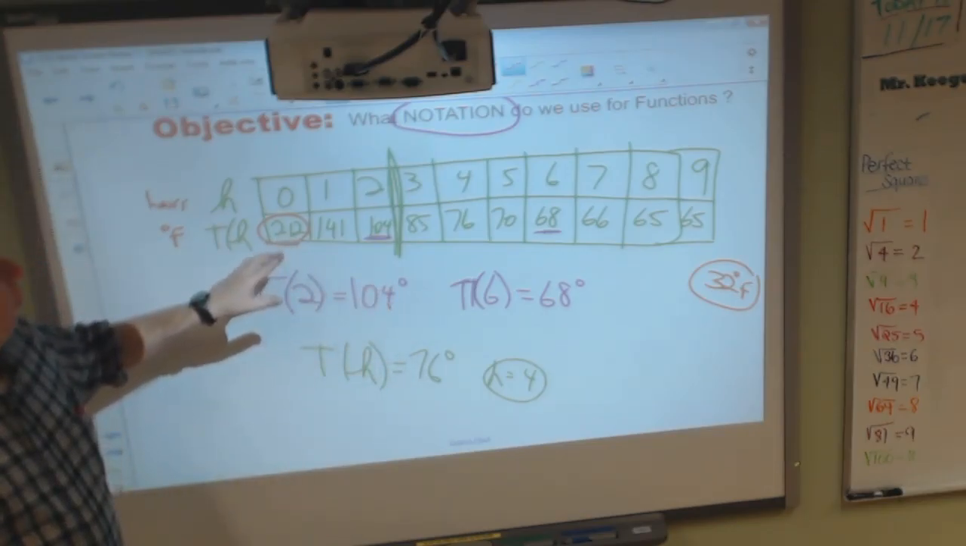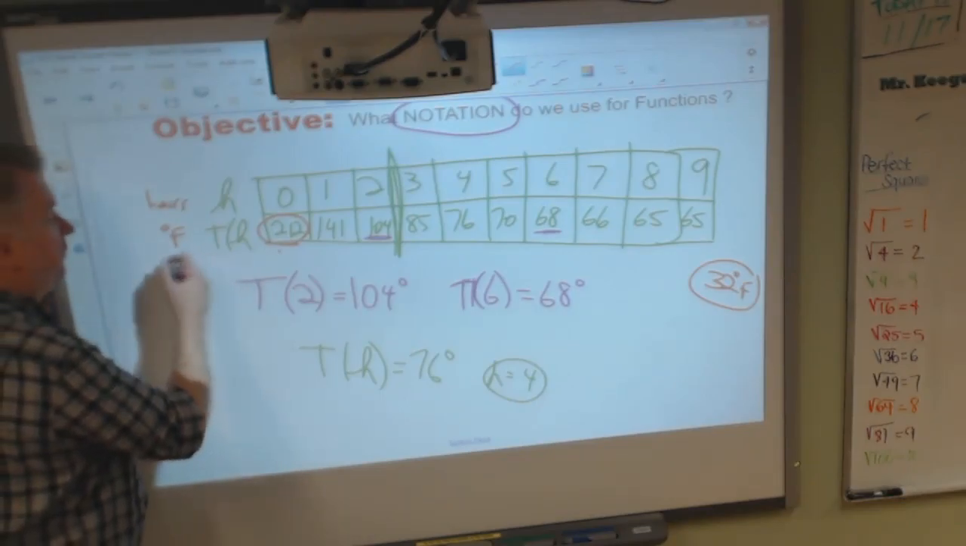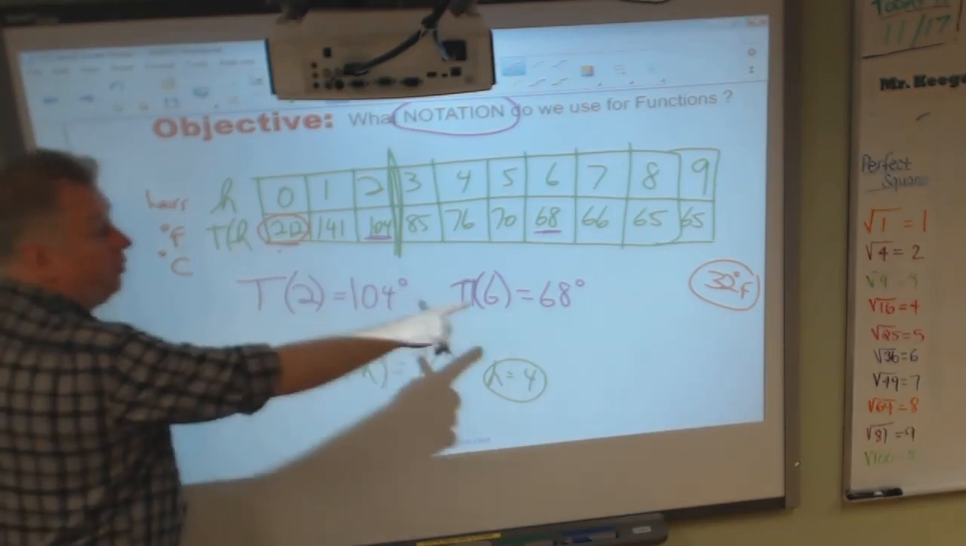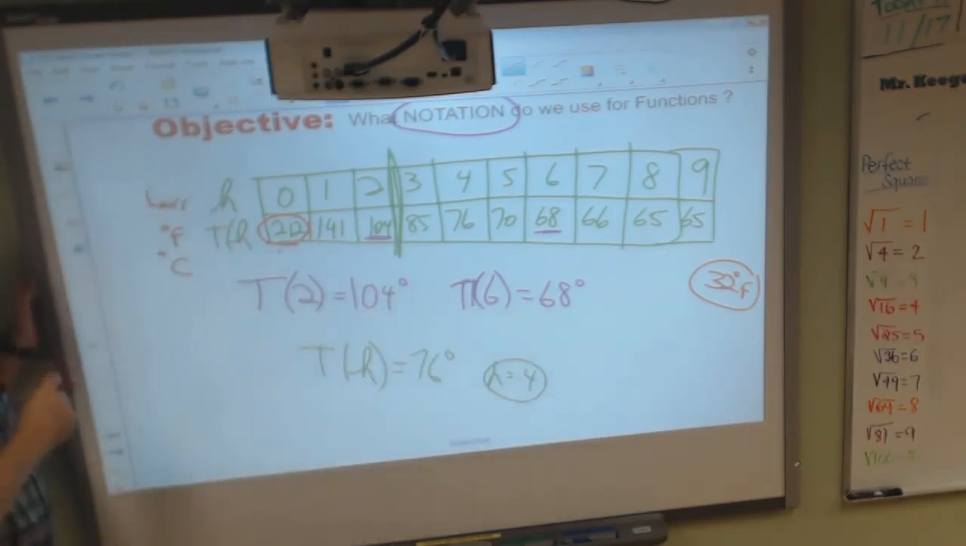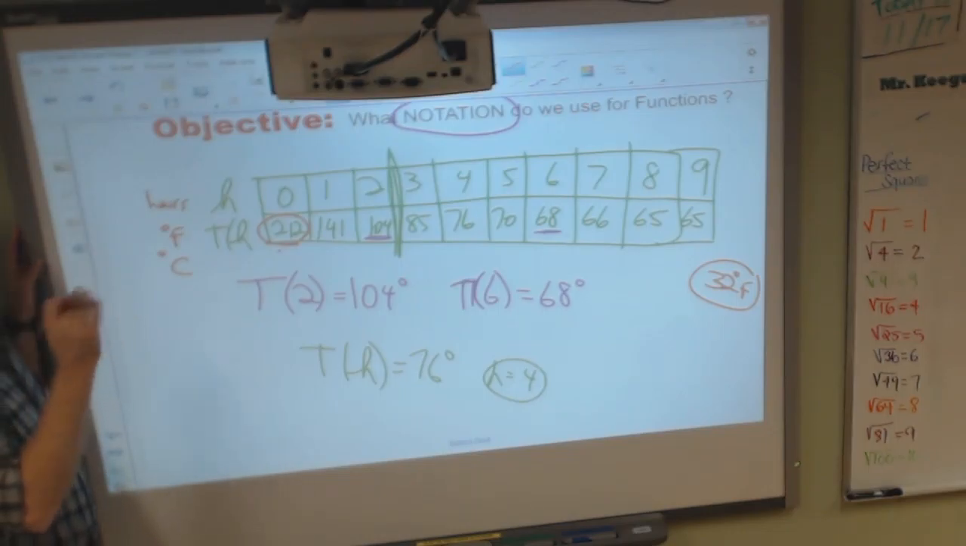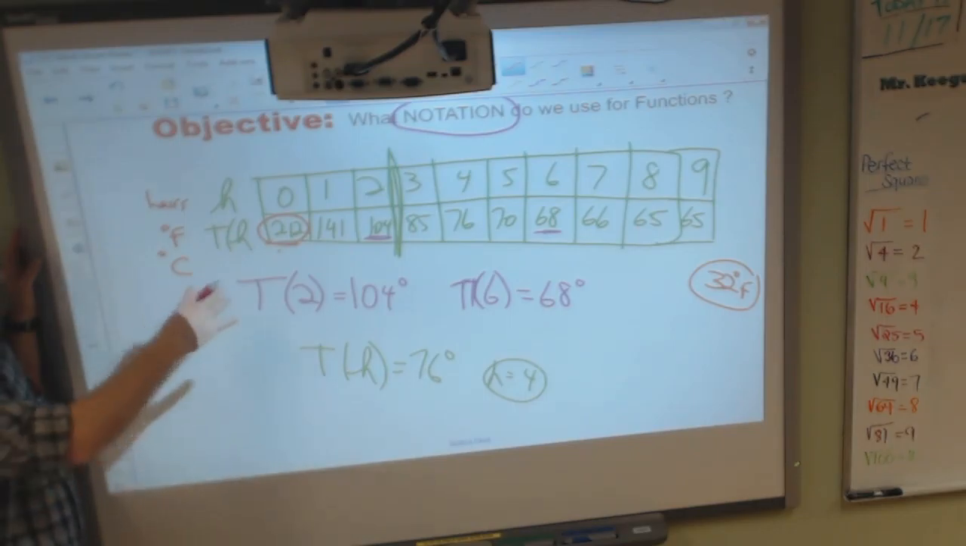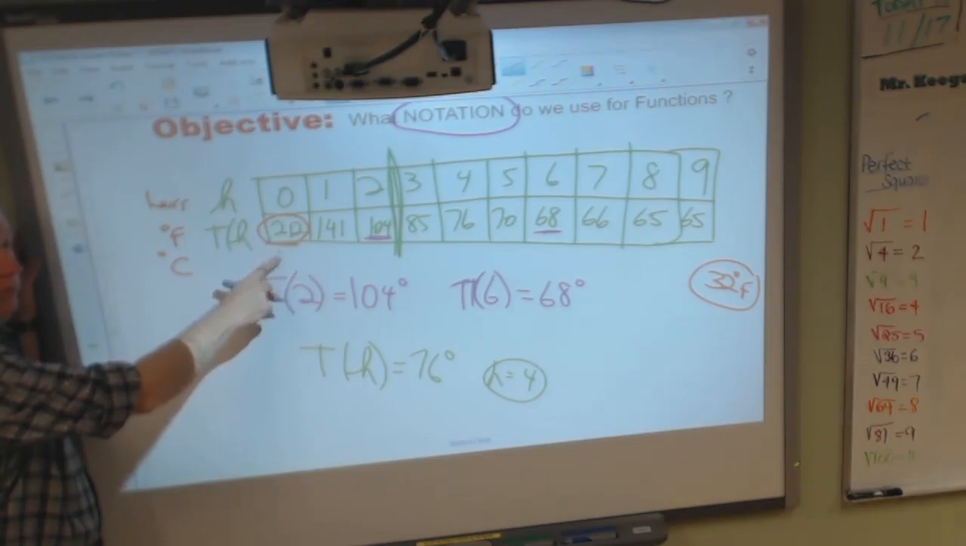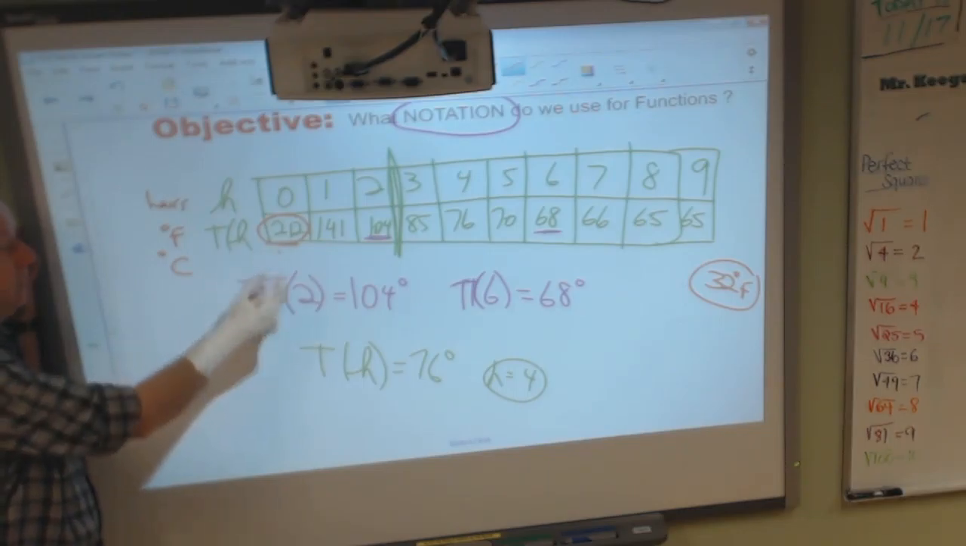Does anybody know what the boiling temperature of water is in degrees Celsius? Or the freezing temperature? Celsius is lower. And this is interesting because this is the whole reason why they came up with Celsius, actually. I'll show you in a second. Anybody remember what the boiling temperature of water is in Celsius?